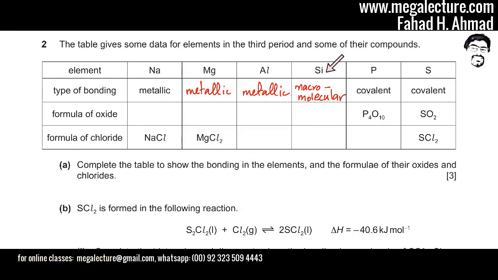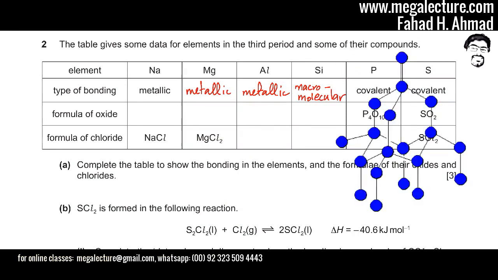Let's discuss silicon now. Silicon is a macromolecular structure. It's a giant covalent structure, and the bonding in silicon is going to be one silicon bonded to four other silicon atoms as shown in the diagram, and those silicon atoms are then again bonded to four other silicon atoms, and the bonding continues. So it's a giant covalent structure with lots of bonds. It's going to be a very strong structure with high melting and boiling points because lots of bonds need to be broken to melt it or to break it.